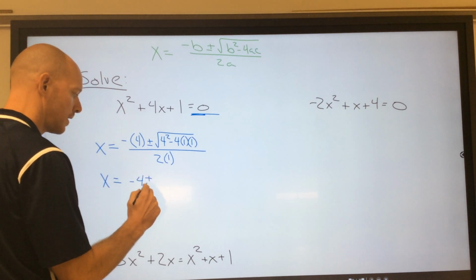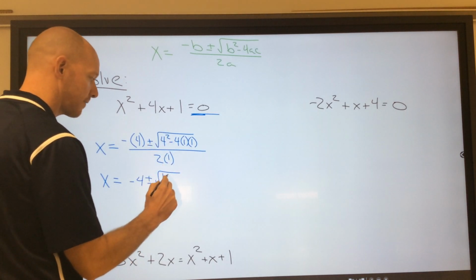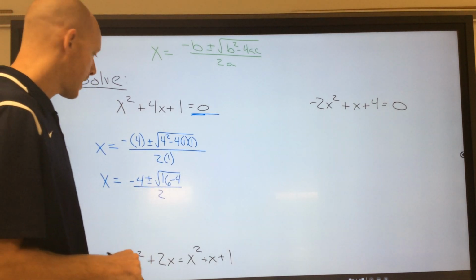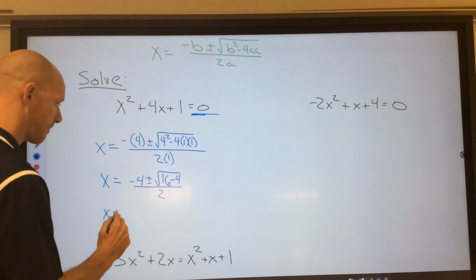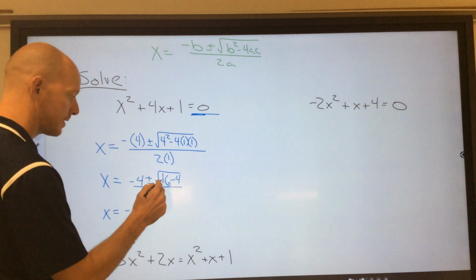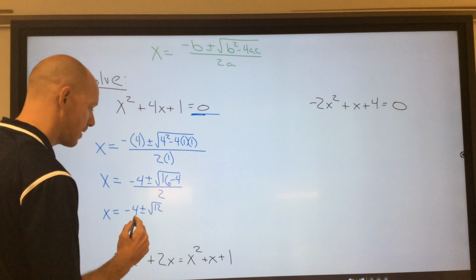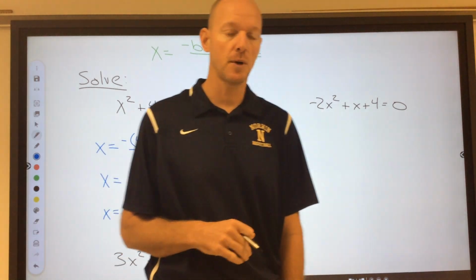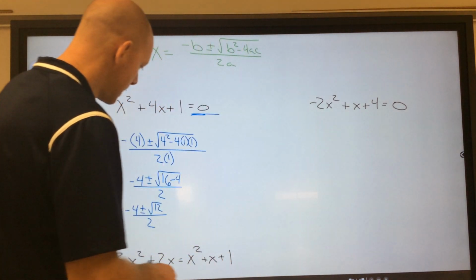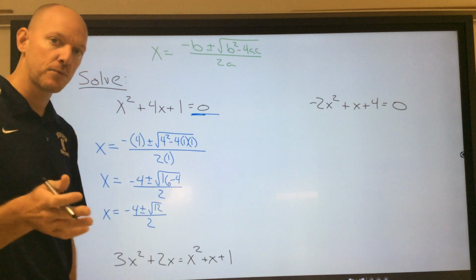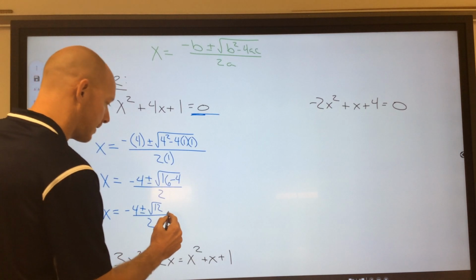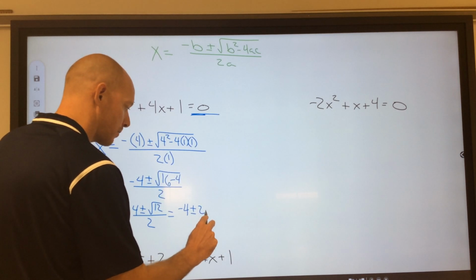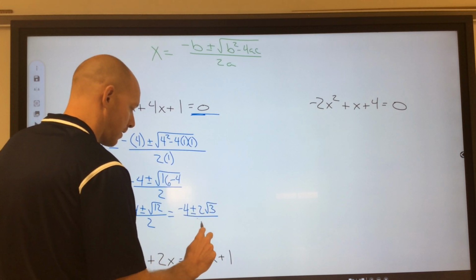I have negative 4 plus or minus the square root of 4 squared, which is 16, minus 4, all over 2. And then from here, I can see that I'm going to have x equals negative 4 plus or minus the square root of 16 minus 4, which is 12, over 2. Now this is the one area where it helps to go back to a previous section when we were simplifying radicals. You see here that I have the square root of 12, and I have to realize that there's a perfect square hidden inside there. So this is actually negative 4 plus or minus 2 square root of 3, all over 2.